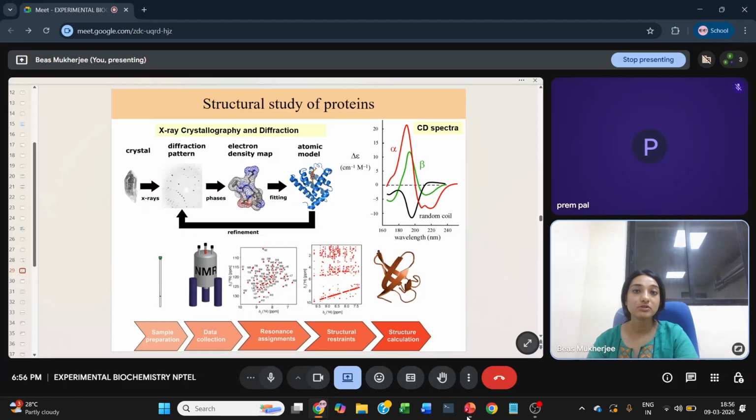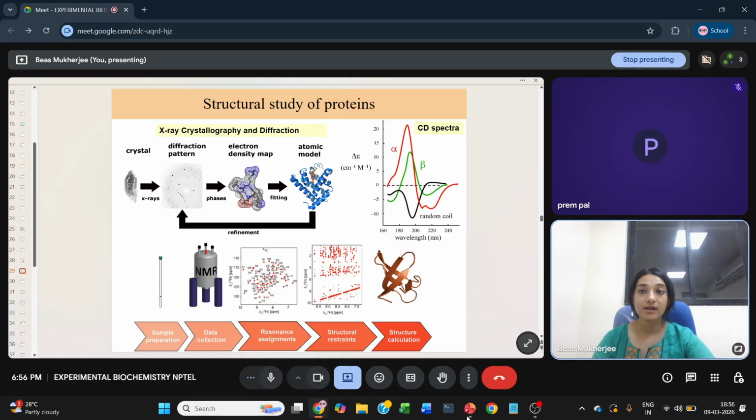Okay, so structural study of proteins. Three different things can be done for structural study of proteins. One is X-ray crystallography and diffraction. The second one is CD spectroscopy, and the third one is NMR spectroscopy. Okay, so there are different steps for each, and I have the full procedure, strategy, advantages and disadvantages explained for each of these. You will go through them. But just for your understanding, I'll tell you about these in brief.